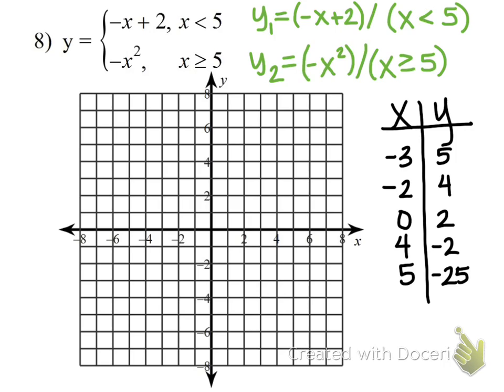So for this, we're just going to graph what we see, which is those points, and then it's just going to stop right there. And then if we could zoom out, we would actually see the parabola opening down at the bottom part of the graph.